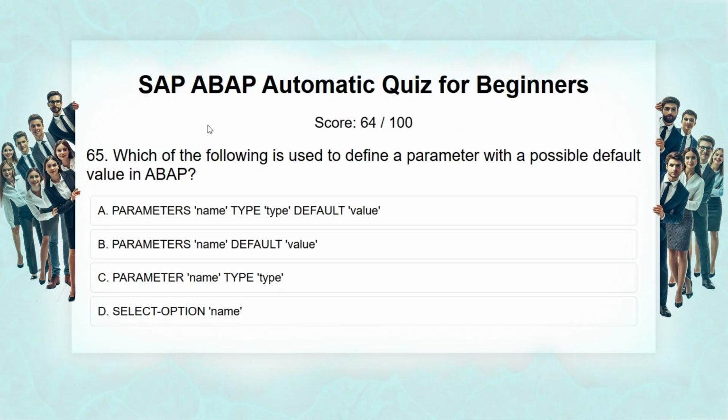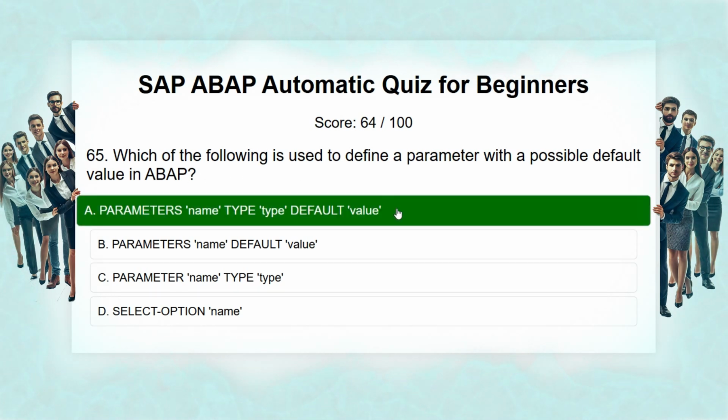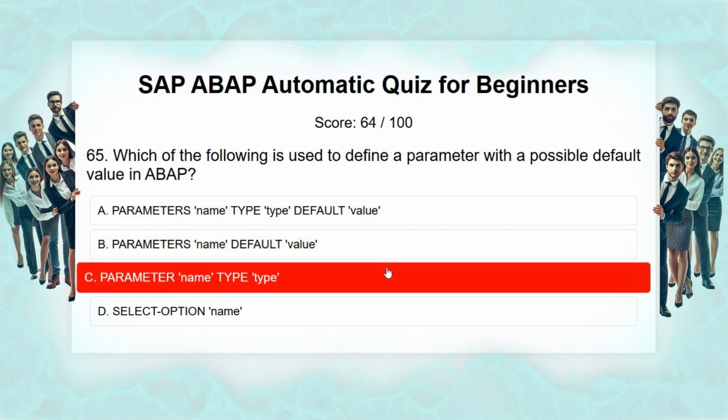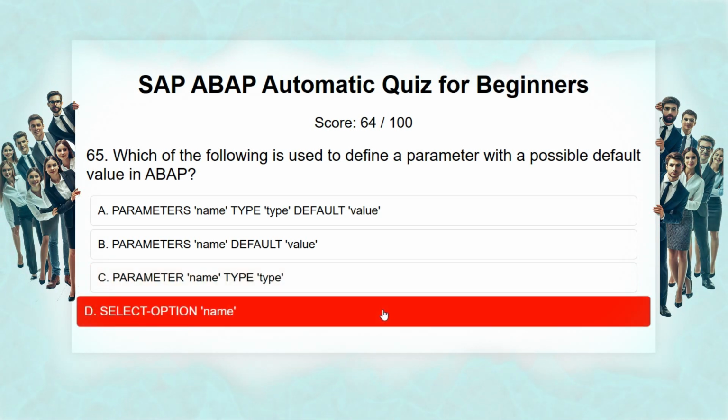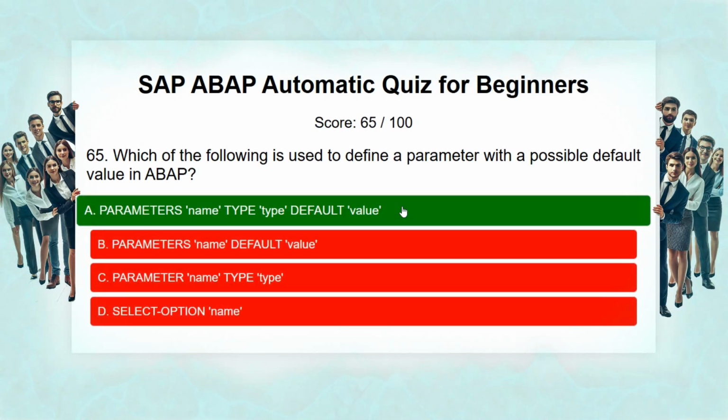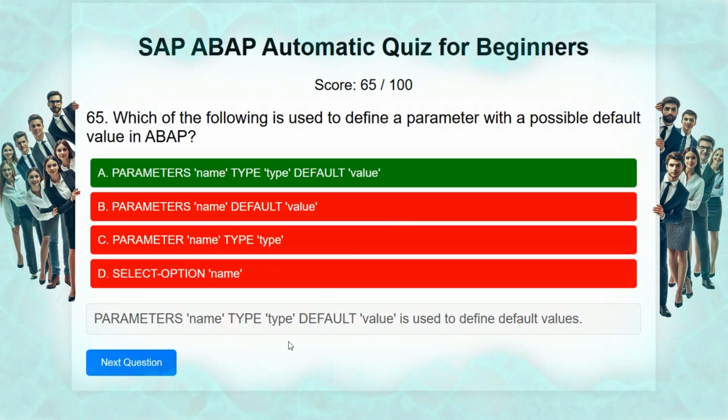65. Which of the following is used to define a parameter with a possible default value in ABAP? A. Parameters name type default value. B. Parameters name default value. C. Parameter name type. D. Select option name. Correct answer. Parameters name type default value is used to define default values.